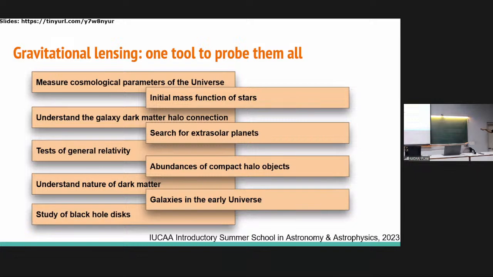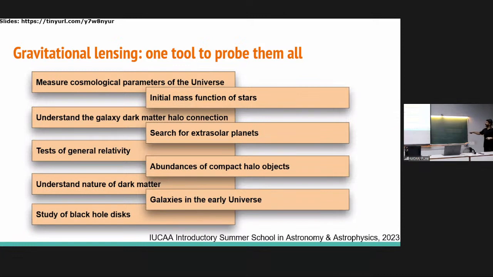Okay? You can do tests of general relativity. This is something that Sriki had talked about. You can learn about the abundance of compact halo objects, things like primordial black holes, which are so small that their Schwarzschild radius is even smaller than the width of your head. Right? You can do this with lensing. You can understand the nature of dark matter. What is dark matter made up of?